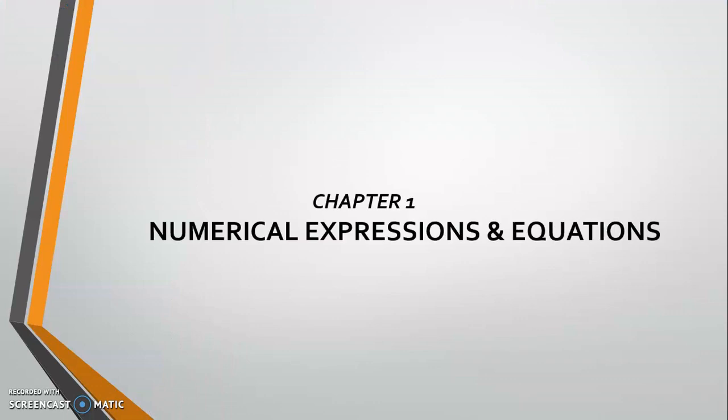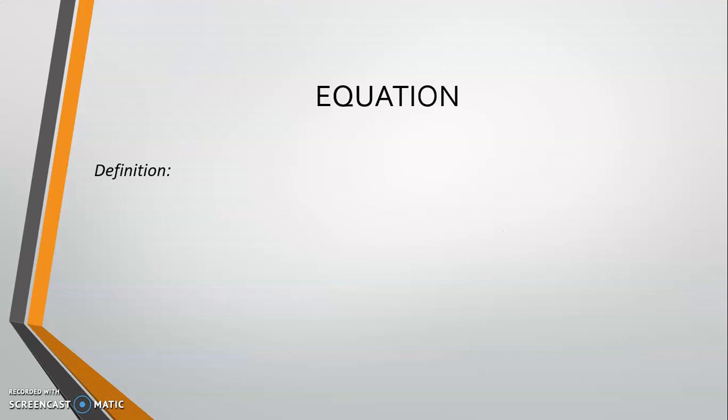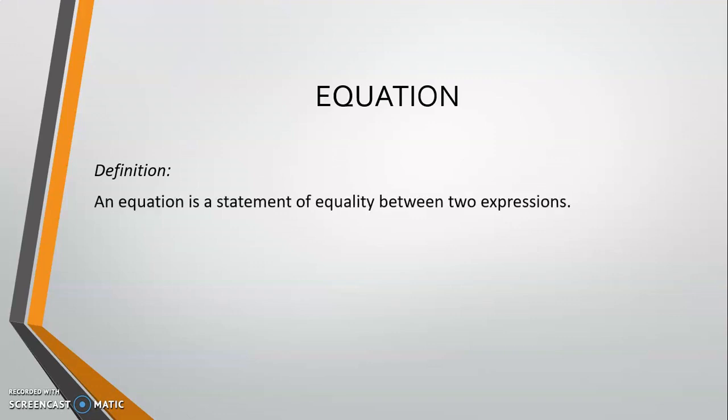numerical expressions and equations. What is an equation? An equation is a statement of equality between two expressions. For example, 3x = 6, 3x = 4y - 7, 3x² + 4x = 5. If we consider the second example, 3x = 4y - 7. 3x is an expression and 4y - 7 is another expression. An equation is the statement of equality between these two expressions. 3x = 4y - 7.